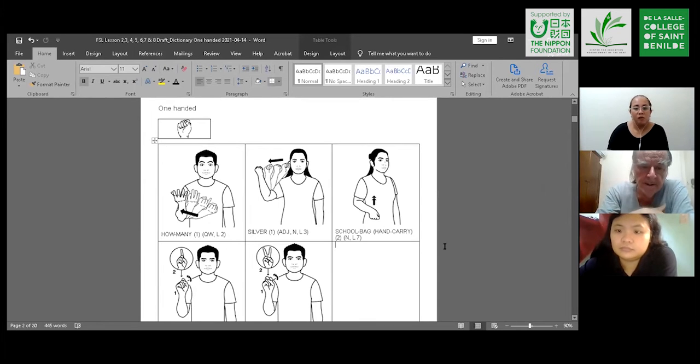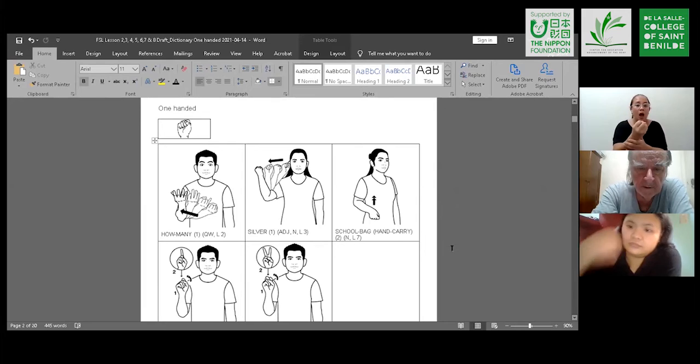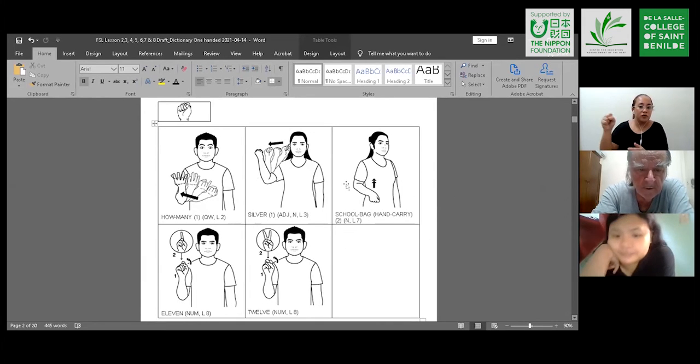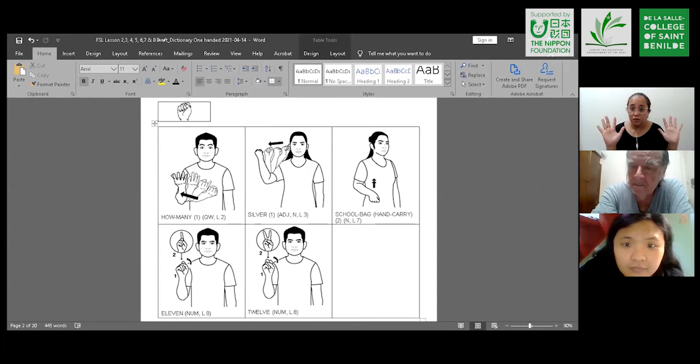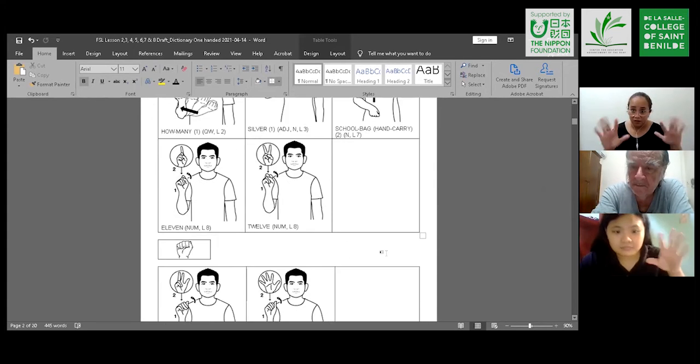Okay, so let's look at this first group. How many silver school bag? 11, 12. Is that it? Yes, that's all.